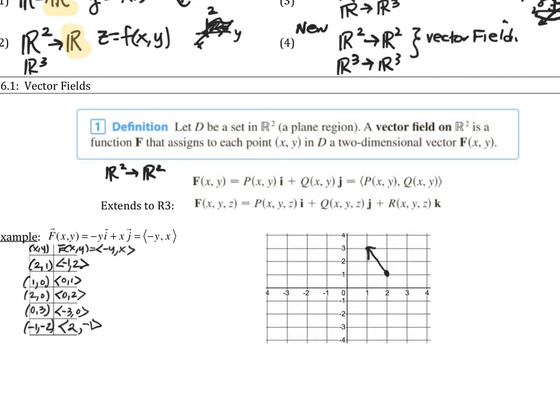From the point 1, 0, I'm going to get the vector 0, 1, which just goes 1 unit up. From the point 2, 0, I get the vector 0, 2, so 2 units up. Maybe I'll make a different color so we can see the difference here.